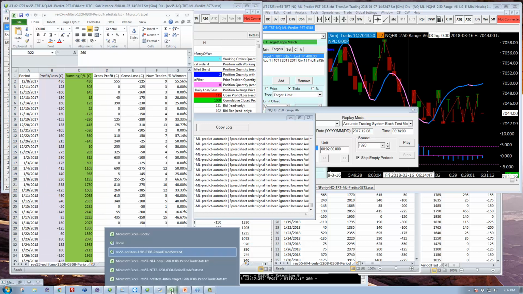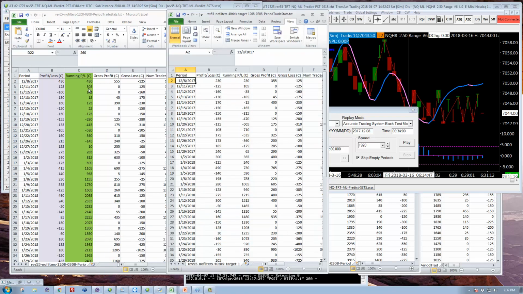Where's the next one here? Here's no filters. The same test again, but this time with a 40 tick target instead of 80. All right, so instead of, you place the trade, you set your target out at 80 ticks, and then you just start trailing by 20 when you get to 20. All right. Here we set the target to 40.